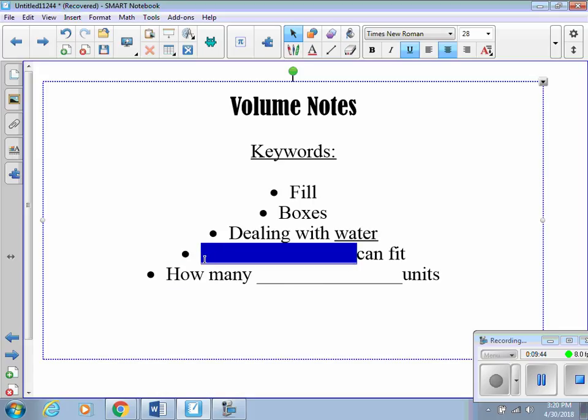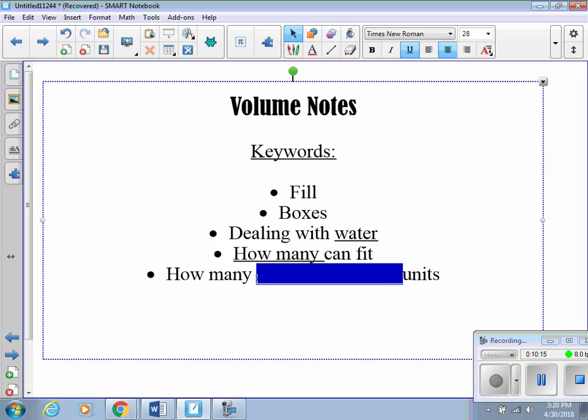So dealing with water, this one is how many can fit. So if it's trying to figure out how many things can fit in a box, or how many things can fit in a jar, well, it wouldn't be a jar because it needs to be a rectangle, but anything like that, you're taking up space. So how much space something occupies, how much of something is going to fit in this object, or how much space does it have to hold something.